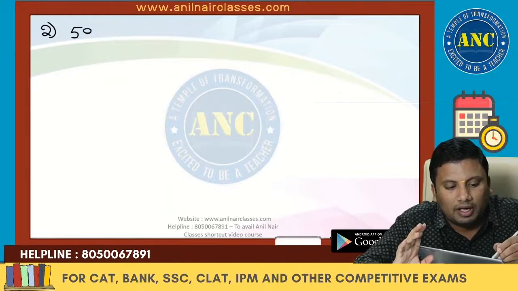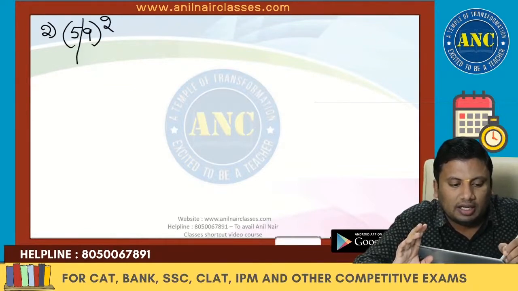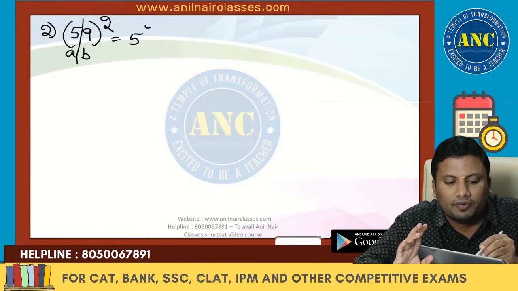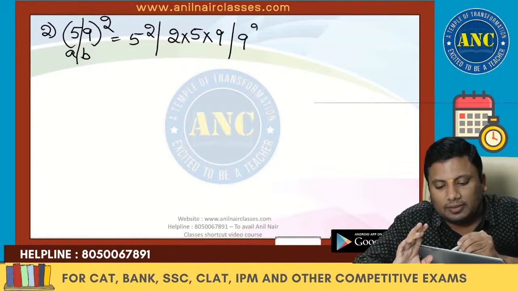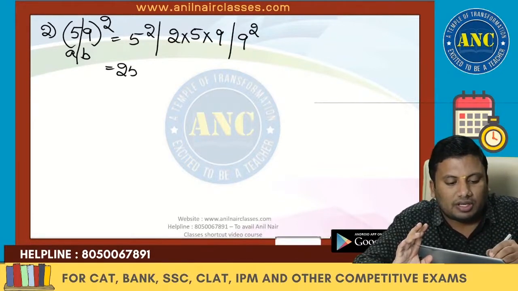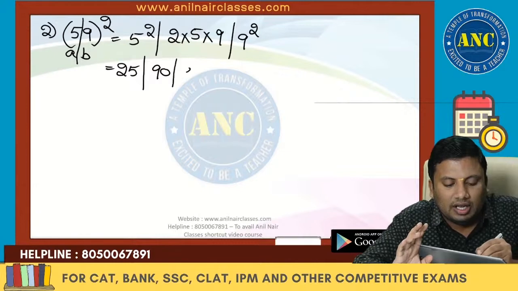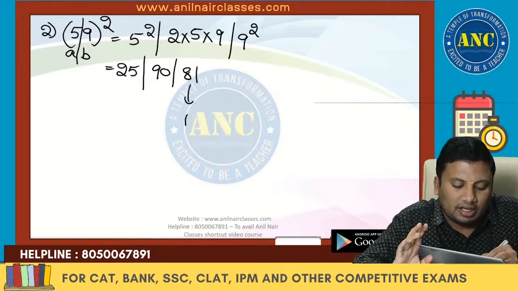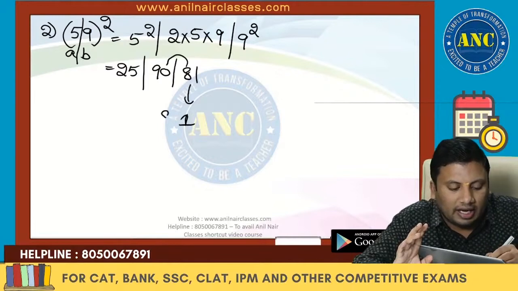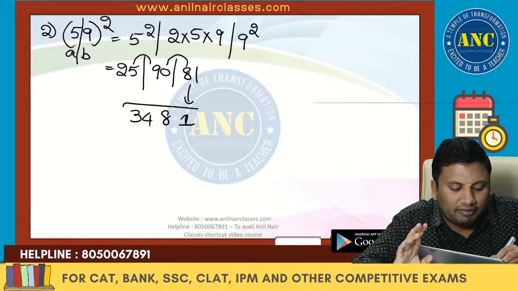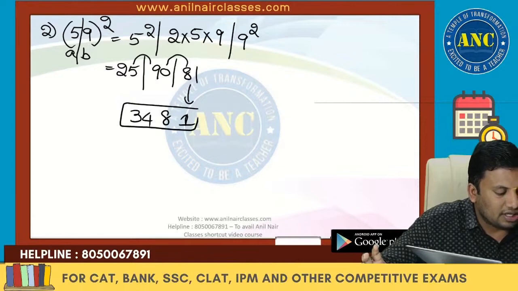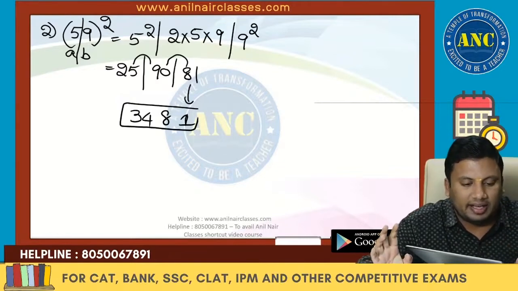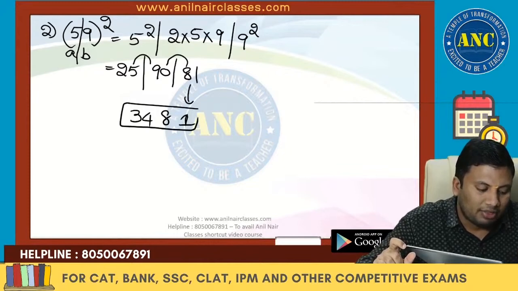Suppose for example, 59 whole square. a is 5 and b is 9. First is a square, next is 2ab, and next is b square. a square is 25. 10 nines are 90. 9 square is 81. Write down the unit digit 1. 8 carried. 98. Write 8. 9 carried. 25 plus 9 is 34. Answer is 3481. I hope the idea is clear. 59 whole square is 3481.